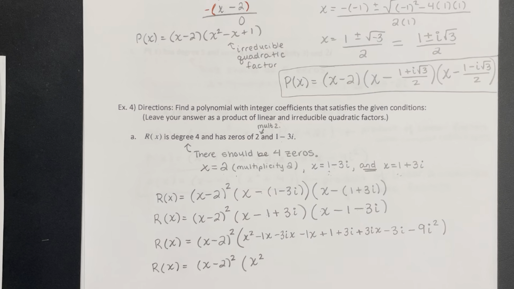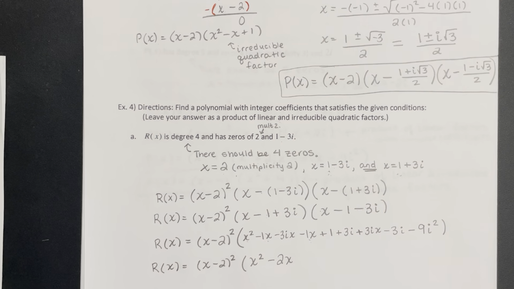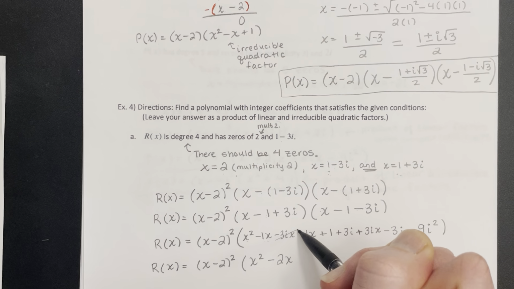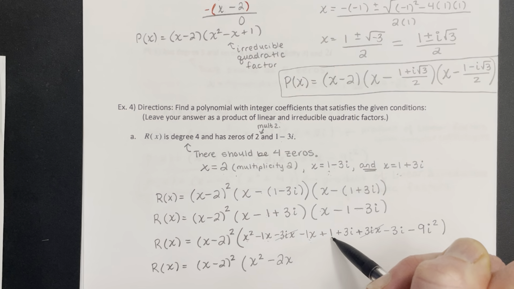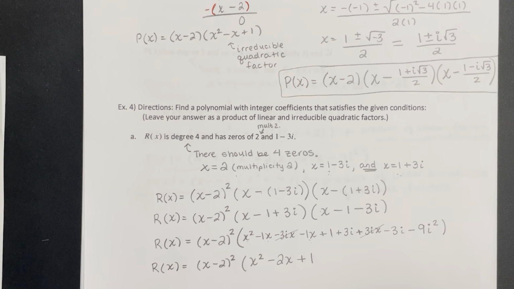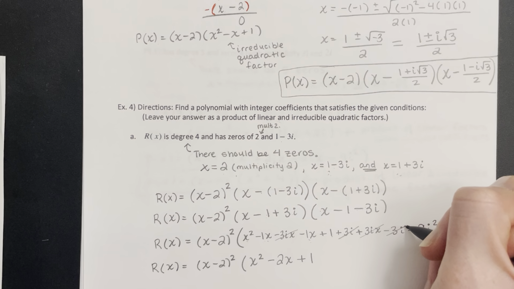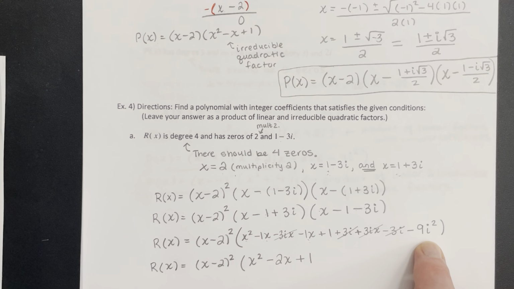So if I combine like terms, there's an x squared that can't combine with anything. And then we have a minus 1x and another minus 1x. So negative 1x would make negative 2x and minus 2x here. This negative 3ix has a positive 3ix that it can combine with to give me 0. There's a positive 1 here that doesn't have another thing to combine with. Then I see a positive 3i and a negative 3i that can combine to be 0. Lastly, we have this minus 9i squared.